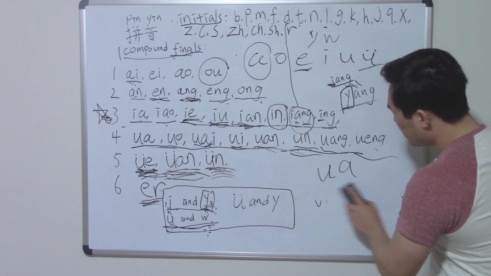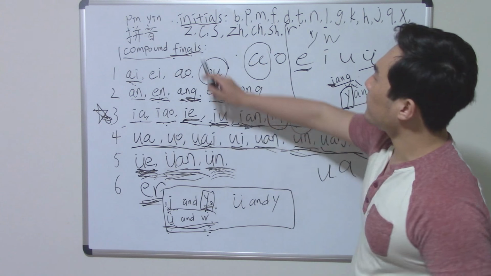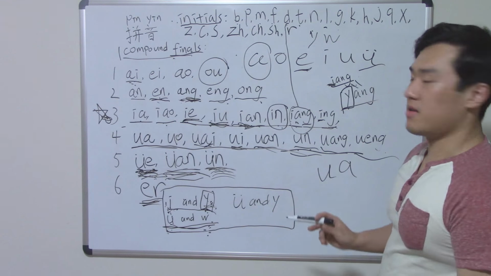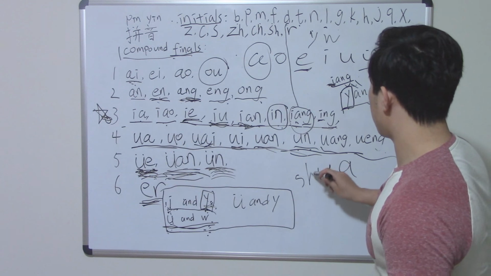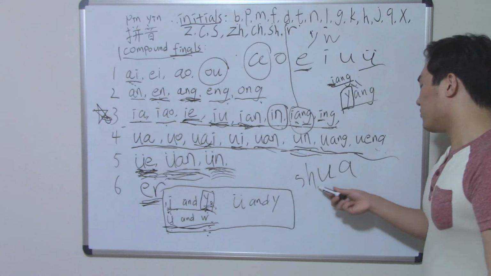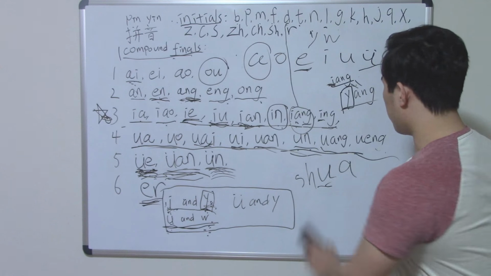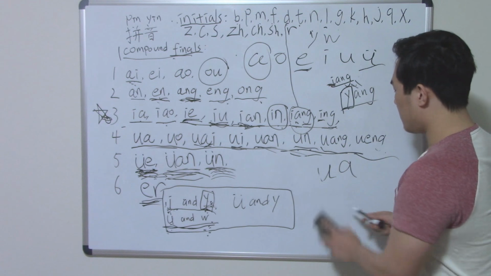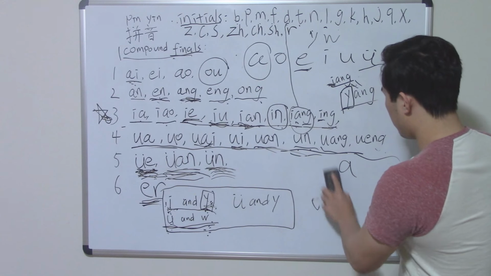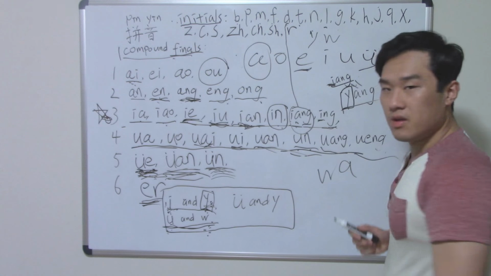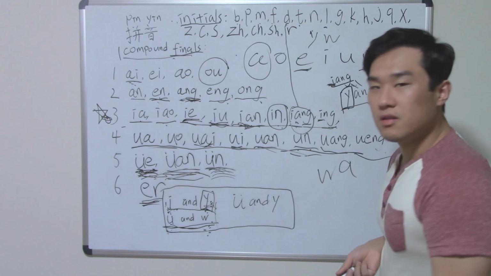But if there's an initial in front of UA, let's say schwa, then you keep U. But if there isn't, then you can write just UA. So that's what these two mean.